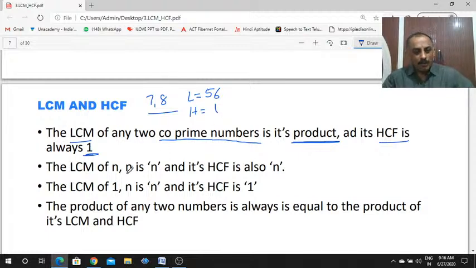Now, if two numbers are n and n, what is the LCM of the two numbers n and n? Its LCM is n, and its HCF is also n. For example, what is the LCM of 8 and 8? Both the numbers are the same. Its LCM is 8, and its HCF is also 8.